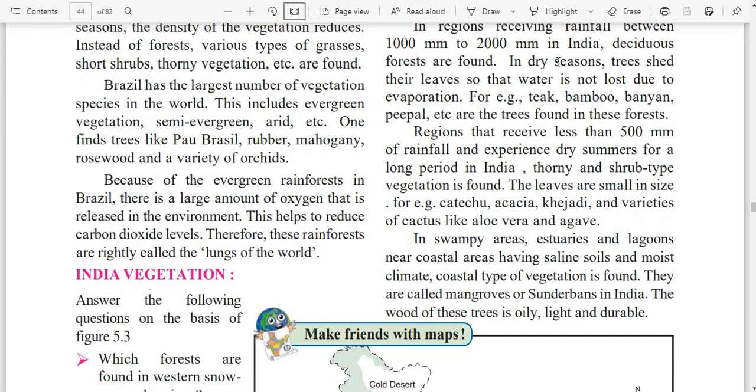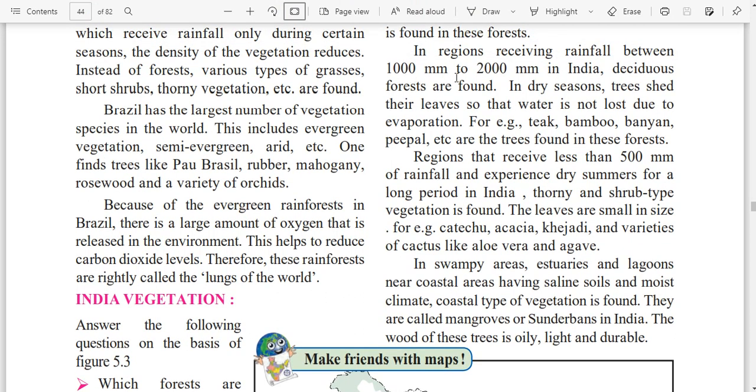In regions receiving rainfall between 1000 mm to 2000 mm in India, deciduous forests are found. In dry seasons, trees shed their leaves so that water is not lost due to evaporation. For example, teak, bamboo, banyan, peepal, etc. are the trees found in these forests.